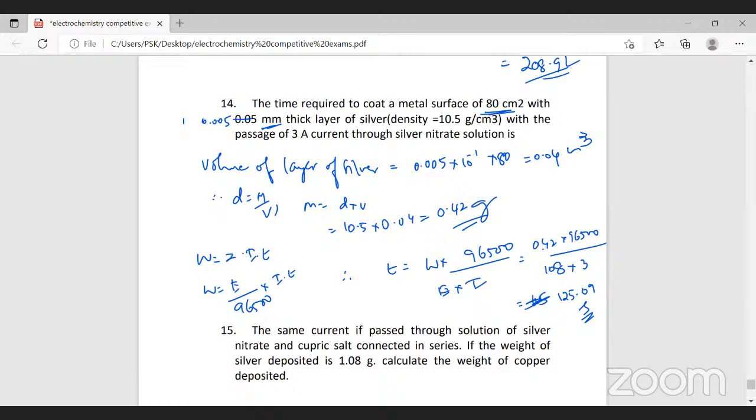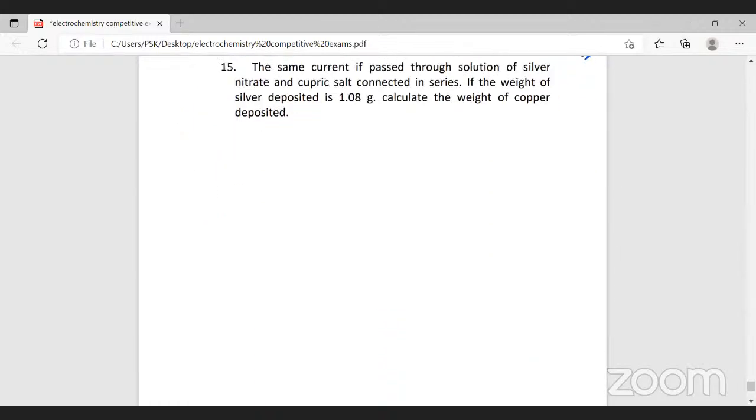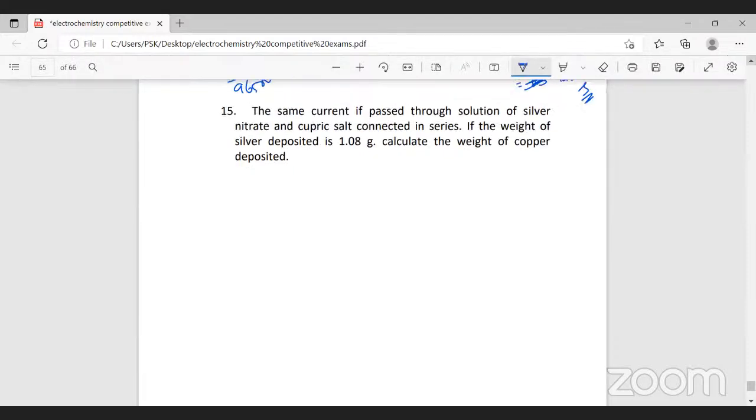Yes, sir. Another 2 problems I typed, and we'll work out those 2 problems. The same current is passed through a solution of silver nitrate and copper salt connected in series. If the weight of silver deposited is 108, calculate the weight of copper.